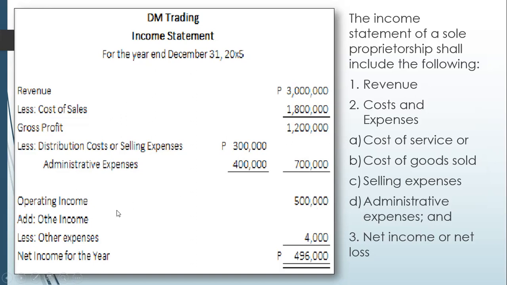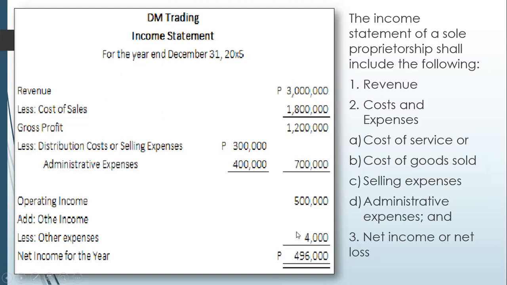Okay? Then, add other income if ever meron. Then, less other expenses. So, if ever na wala tayong na-indicate dyan yung expenses na yan dito sa mga nauna, ililess po natin yan. So, then, net income for the year. So, 500 minus 4,000 para sa other expenses. So, 500 minus 4, 496,000. Automatic net income siya kasi ito ay positive. So, hindi siya nag-negative. Kasi pag nag-negative to, automatic net loss siya. Hindi siya net income. Okay? Net income siya kasi positive pa rin yung result.